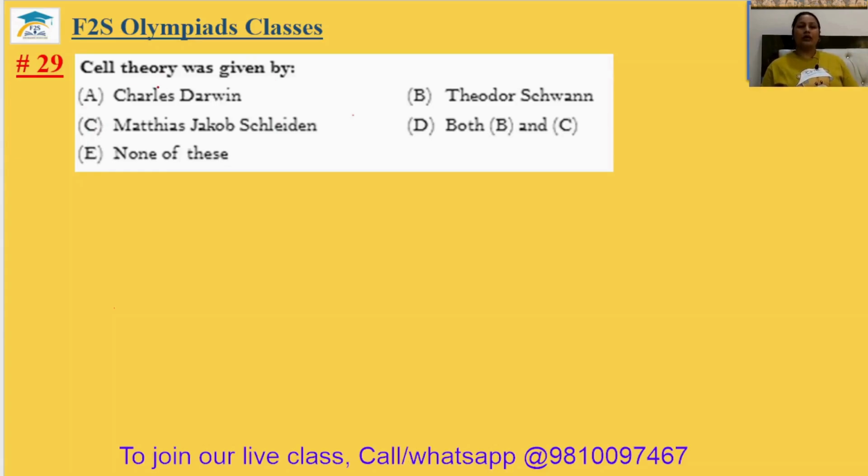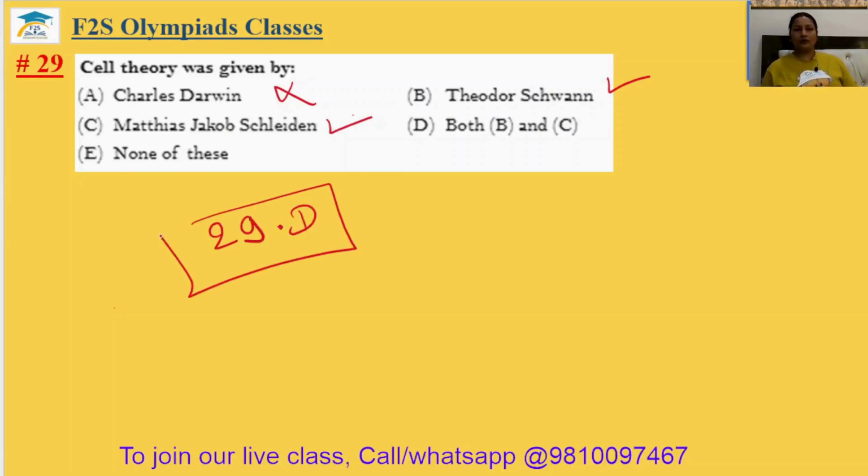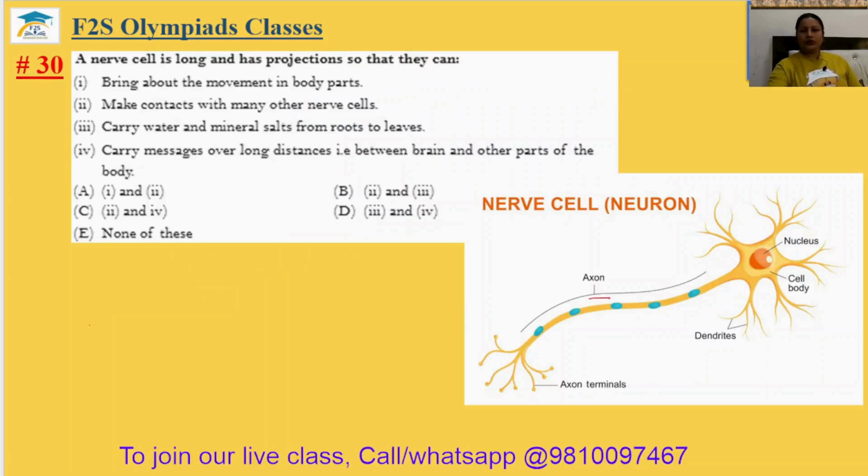Question number 29. Cell theory was given by Charles Darwin? No. Theodor Schwann? Yes. Matthias Jacob Schleiden? Yes. The 29th answer will be your option D. Question number 30.